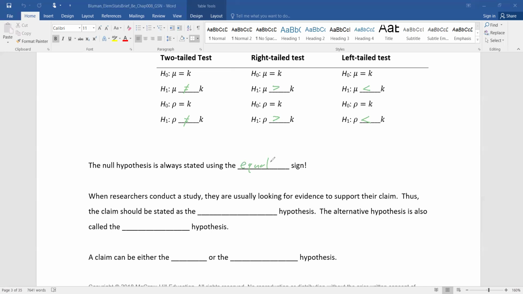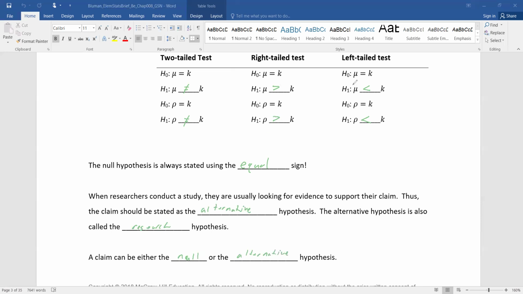When researchers conduct a study, they are usually looking for evidence to support their claim. Thus, the claim should be stated as the alternative hypothesis. And the alternative hypothesis is also called the research hypothesis. All right, so a claim can be the null or the alternative hypothesis. It just depends on what you're trying to determine.